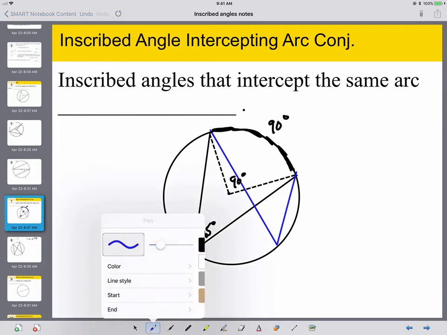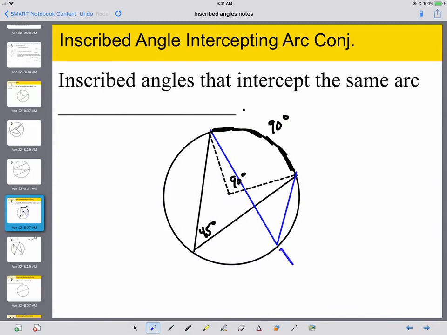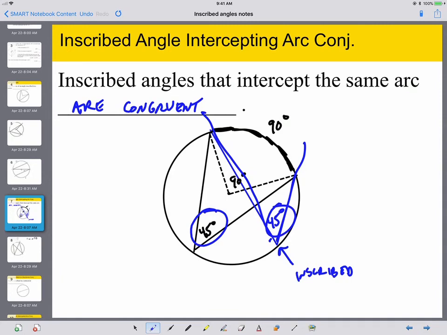because, inscribed means that the vertex is on the circle. That makes it inscribed. That's an inscribed angle, and it intercepts that same 90-degree arc, so its measure has to be half. So this conjecture says inscribed angles that intercept the same arc are congruent, or you could say equal in measure. They're both 45. I could draw another one over here. That'll be 45. I could draw another one here. As long as it goes to the same endpoints on the arc, they're all 45 degrees.